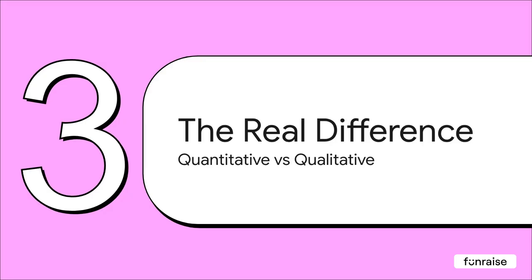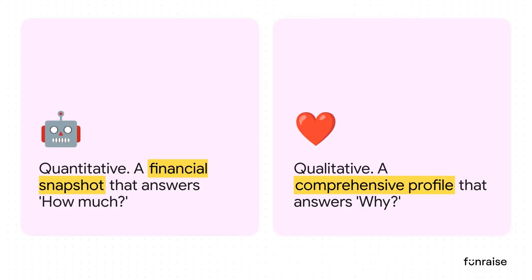Okay, so we've got these two amazing tools, but what's the real difference here? And more importantly, why should you care? How does it affect your strategy? Let's just put it side by side. Wealth screening, that's quantitative. It's a financial snapshot. It answers, how much can they give? Prospect research, on the other hand, is qualitative. It's a full profile, and it answers the much more interesting question: why will they give? One is about potential, the other is about motivation.